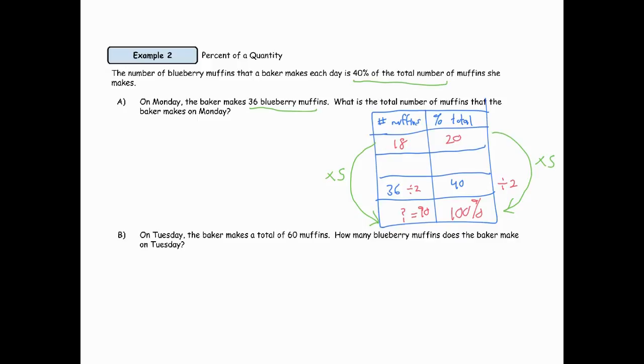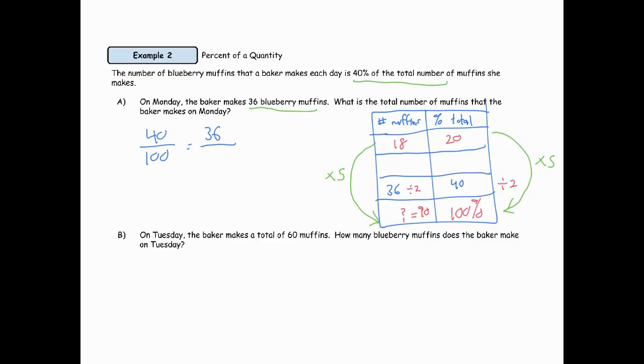Now we could also solve this using equivalent ratios. We could start out with that 36 blueberry muffins in the 40%. Now I know that 40% means 40 per 100 or 40 over 100. And I know that the 36 blueberry muffins is just part of the whole, part of all the muffins that she's going to make.